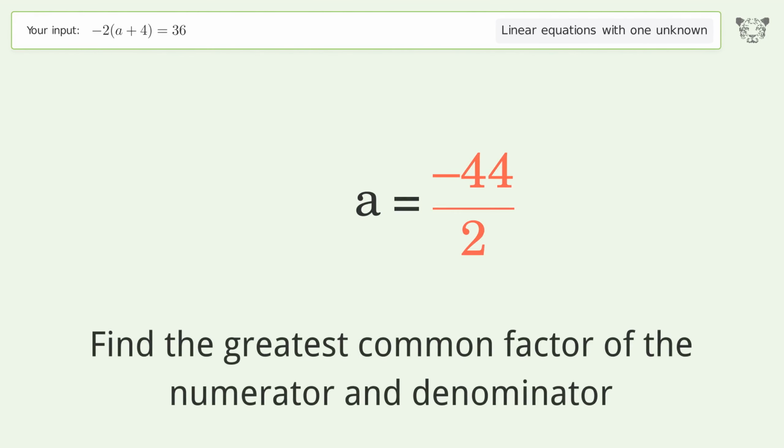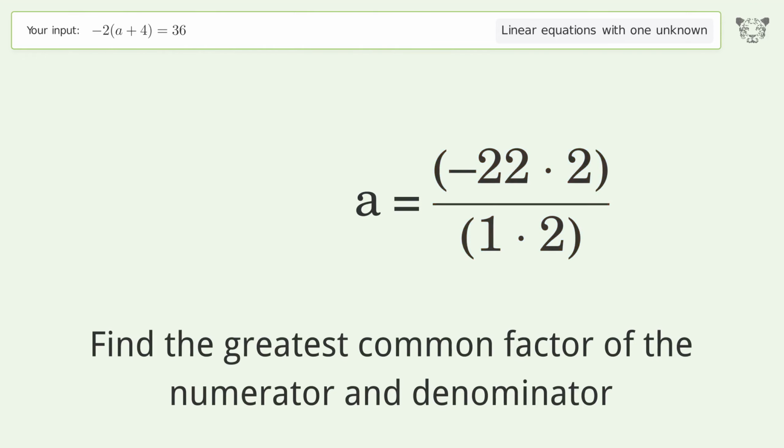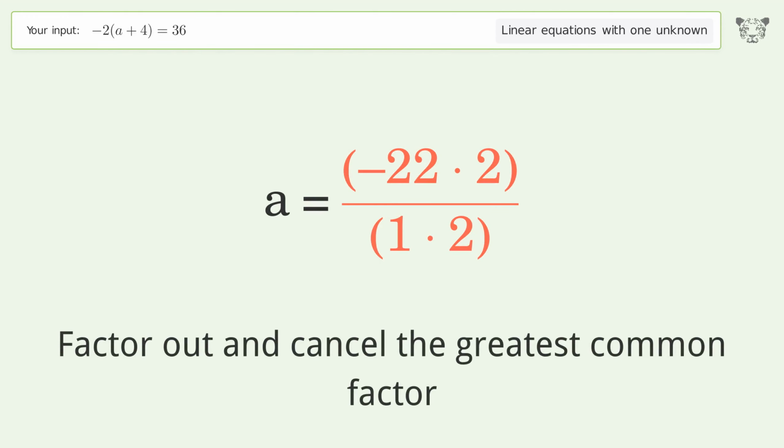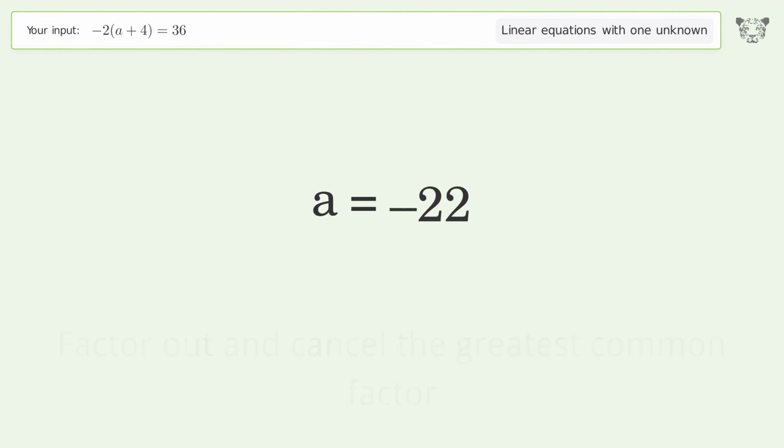Find the greatest common factor of the numerator and denominator. Factor out and cancel the greatest common factor. And so the final result is a equals -22.